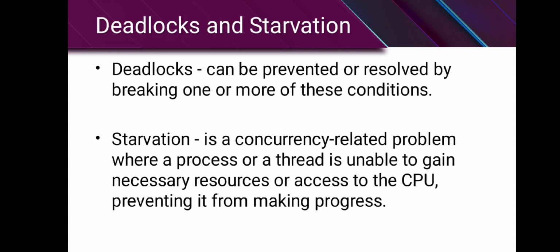Deadlocks and starvation. Deadlocks can be prevented or resolved by breaking one or more of these conditions. Starvation is a concurrency-related problem where a process or a thread is unable to gain the necessary resource or access to the CPU, preventing it from making progress. Deadlock situations where tasks are stuck can be avoided or fixed by breaking some of the conditions that lead to them, like tasks holding and waiting for resources indefinitely. And starvation is like a traffic jam in computing, where a task is stuck and unable to move forward because it can't get the resources or CPU time it needs.